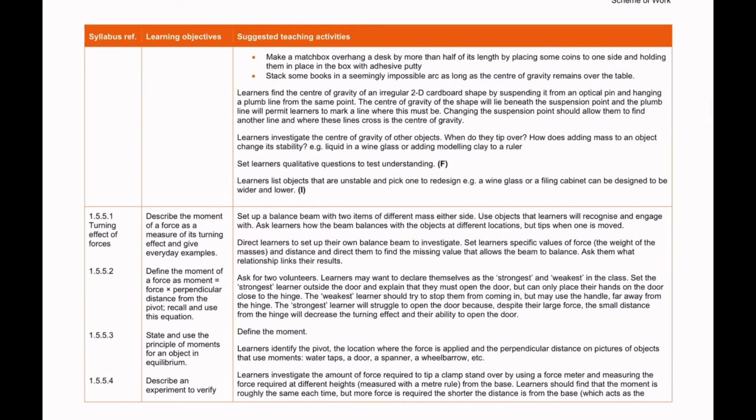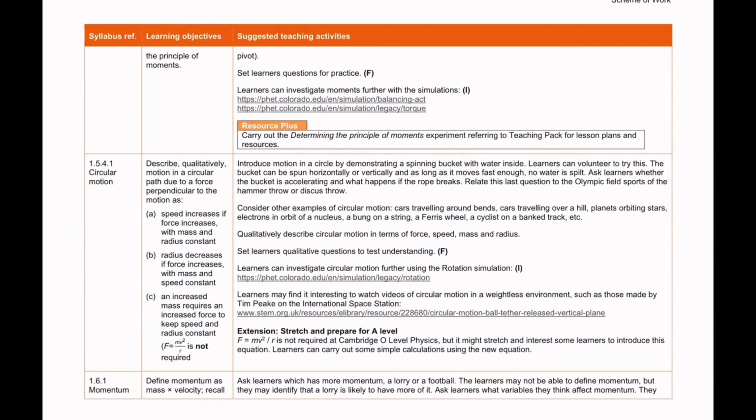Key concept 1.5.5.1 Turning effect of forces. Learning objectives. Describe the moment of a force as a measure of its turning effect and give everyday examples. Define the moment of a force as moment = force × perpendicular distance from the pivot. Recall and use this equation. State and use the principle of moments for an object in equilibrium. Describe an experiment to verify the principle of moments.